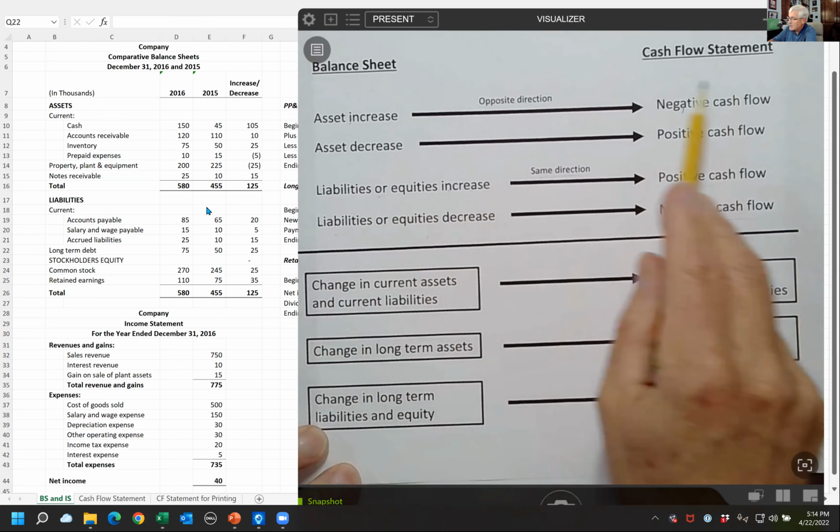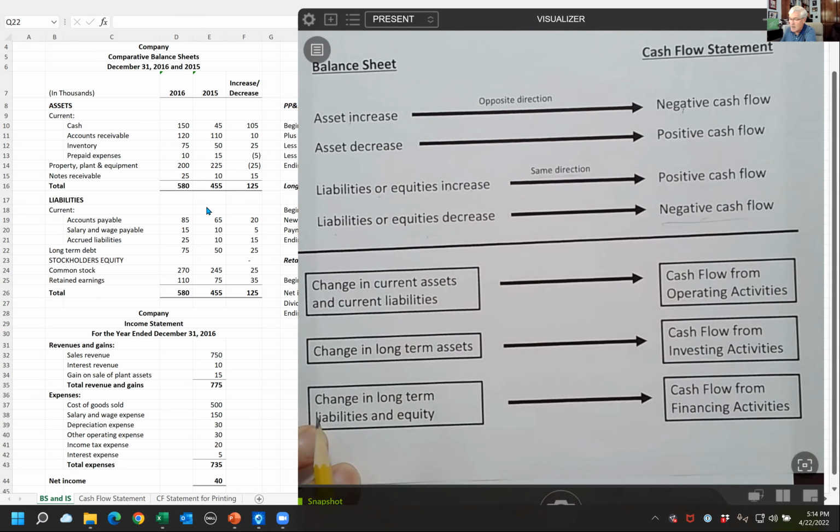So again, these are the rules from the balance sheet to the cash flow statement. Next set of rules: where do they show up on the cash flow statement? Changes in operating assets and liabilities, meaning current assets and current liabilities, nearly all go into the operating section. The change in long-term assets goes into the investing section, and we'll see this in a minute as I work 3 examples. And a change in long-term liabilities and equity ends up in financing.